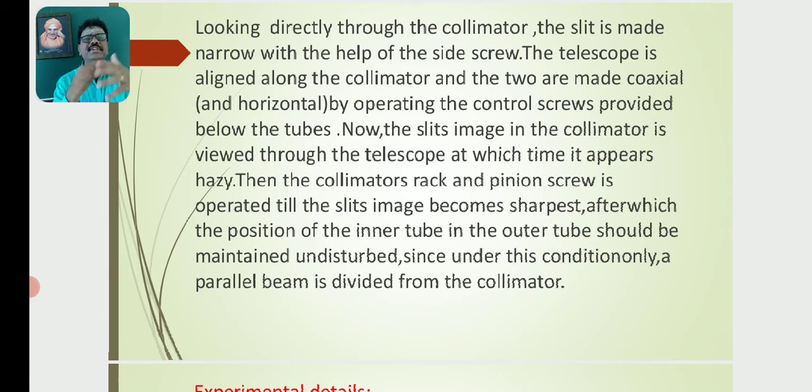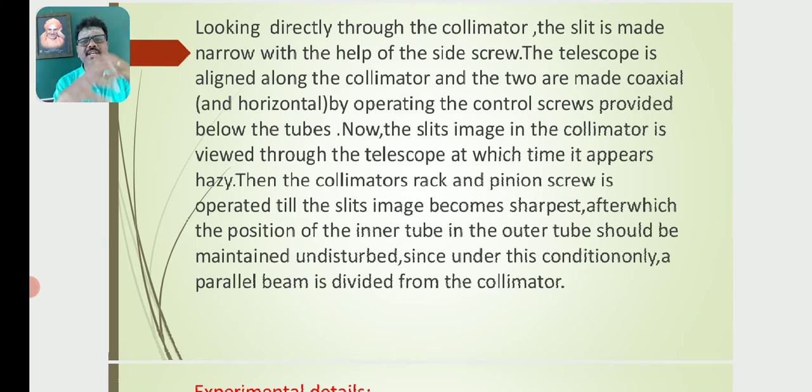Then the collimator's rack and pinion screw is operated till the slit's image becomes sharpest, after which the position of the inner tube in the outer tube should be maintained undisturbed. Since under this condition, a parallel beam is delivered from the collimator.